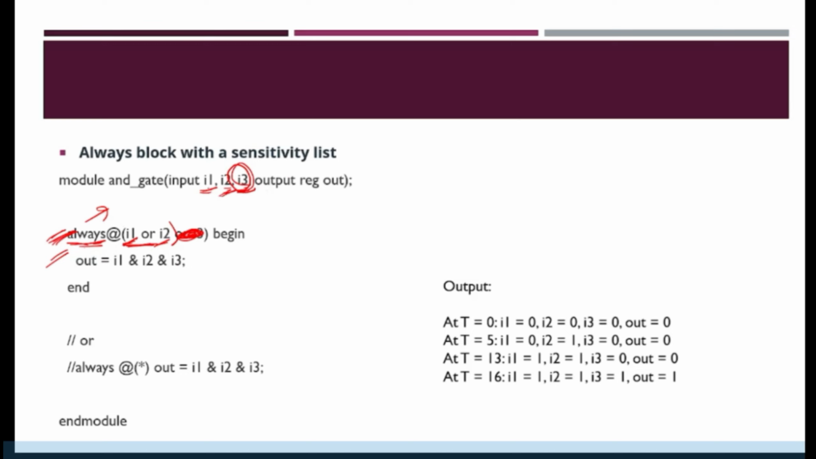For example, if there are many signals and you want to include every signal that you have used in your code, then instead of mentioning all the signals in a long line like I1, I2, I3, I4, I5, you can just keep a star. Okay, star means that for any change in the input signals that you have used in your code, the always block will respond. So this is how you will be using the sensitivity list.